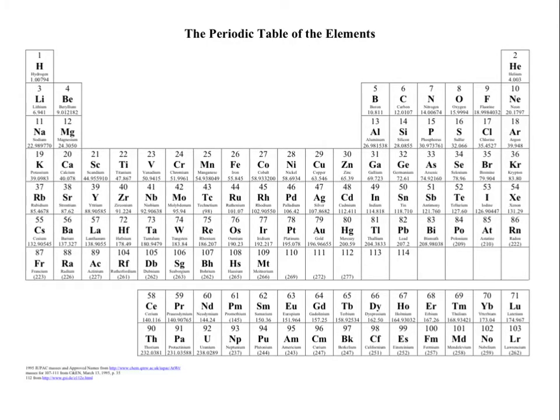The good news is you don't need to draw a picture every single time that you want to figure out what the charge of an ion is. You can go to our old friend, the periodic table. That's right, it tells us charges too.